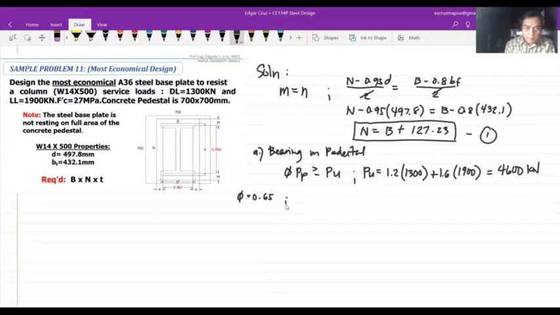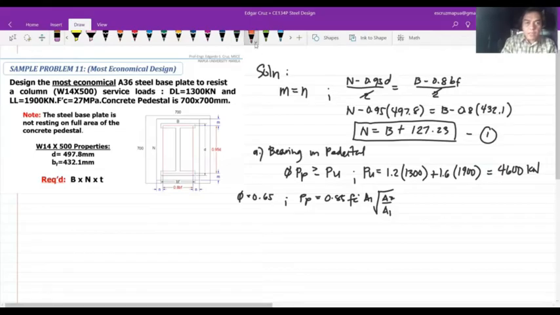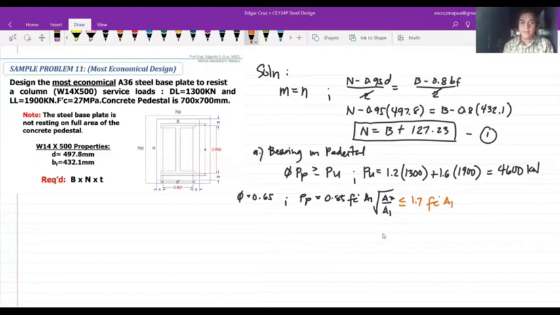Now, what is Pp? As given in the problem, the base plate is less than the full area. So if it is less than full area, Pp is 0.85 f'c A1, with a correction factor of the square root of A2 over A1. Then we have to check it against the limit that it should be less than or equal to 1.7 f'c A1.